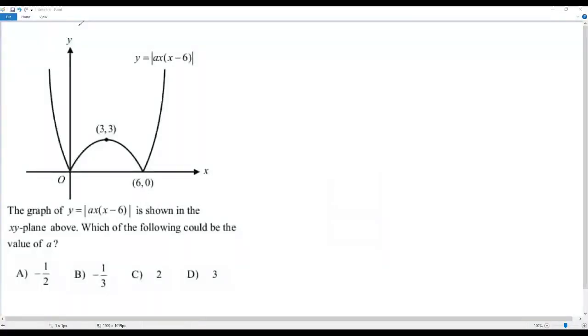Here we have a SAT math problem. Okay, let's go to the question. The graph of y equals the absolute value of ax times (x minus 6) is shown in the xy-plane above. Which of the following could be the value of a?